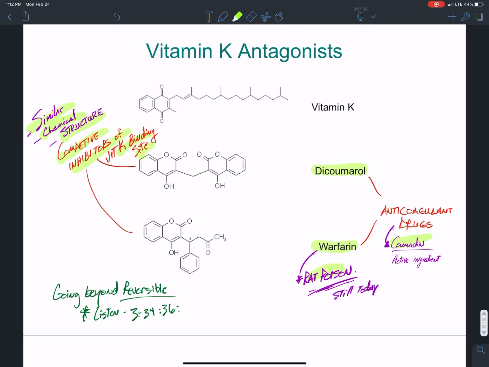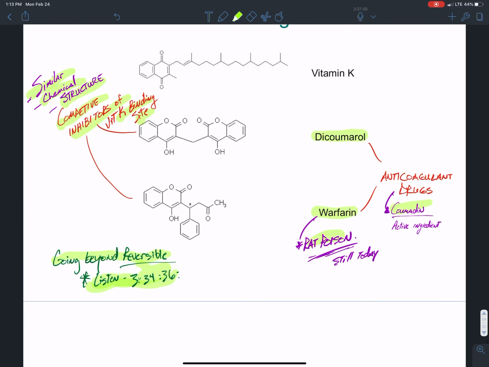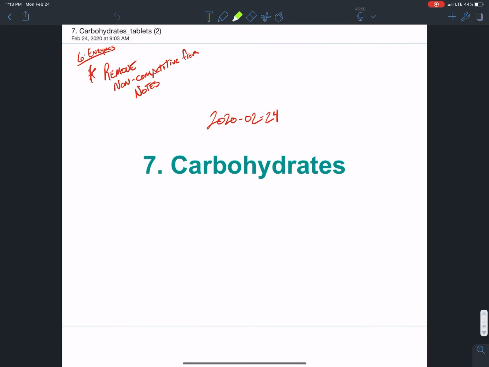So if we want to go back into reversible, we'll have to go back and listen at that 334 mark. That's from my notes specifically because I took them and I recorded right up there. But we're not doing that now. So we're going to switch gears and go to carbohydrates. Just review carbohydrates.